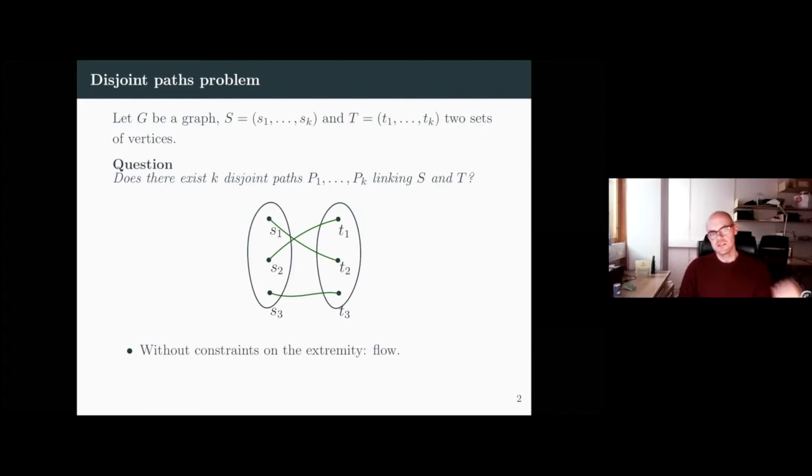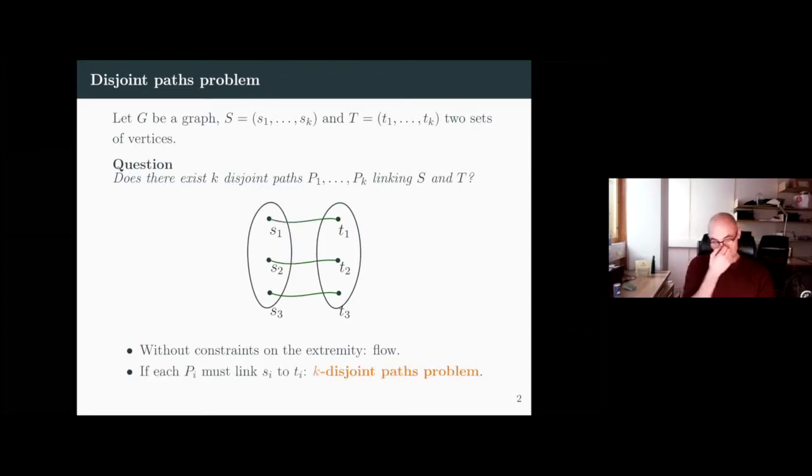Some set of k vertices S1, ..., Sk, and then another set of k vertices T1, ..., Tk. And then the very natural question that appears in many settings is, can you find a set of disjoint paths linking S and T? If you don't have any constraint on the extremities of these paths, then this is a very classical flow problem, and you have a very efficient polynomial time algorithm. But if you ask that each path Pi links Si to Ti, so for example, here you have a path linking S1 to T1, then this is the famous k-disjoint path problem, and it becomes NP-hard.